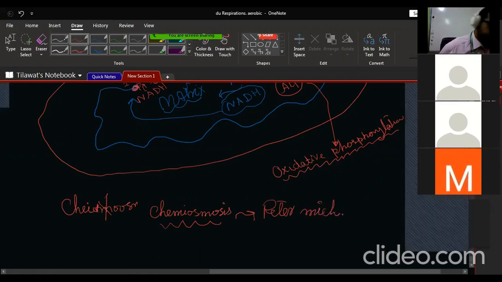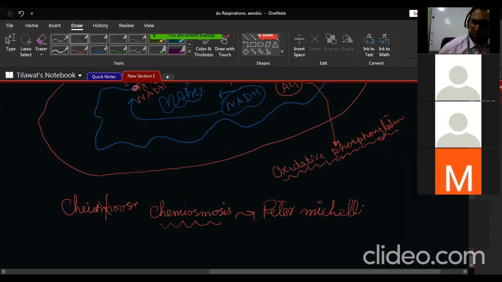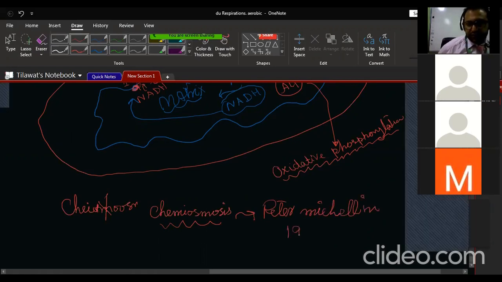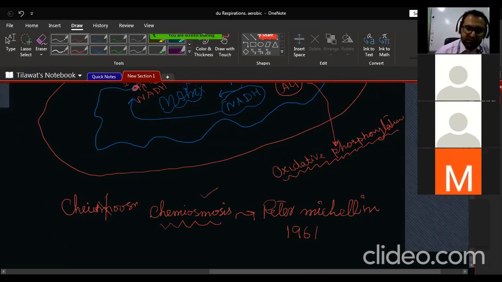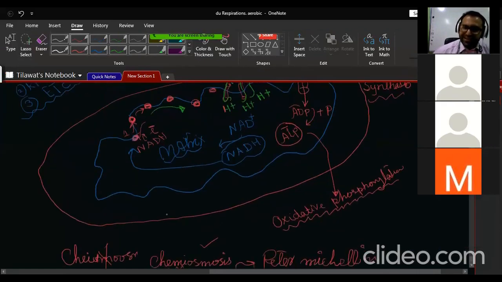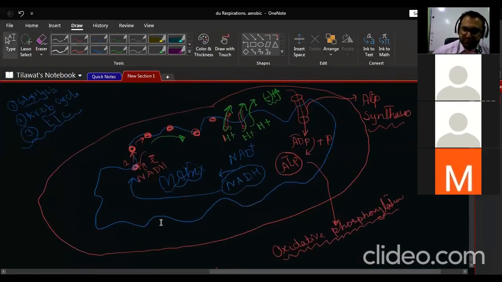In 1961, according to this process, the hydrogen will exit and come back. Electrons are moving through redox reactions, they push the protons, the proton channels will open, and they will go out and come back. Okay? This is called chemiosmosis. I hope this is clear up to here.